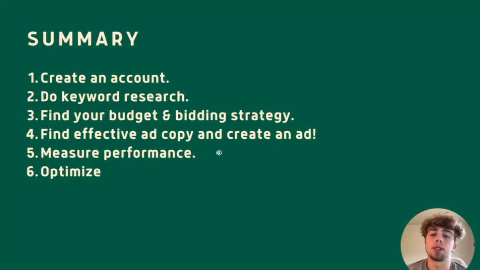So to summarize, first you create your account, then you do your keyword research, figure out what keywords you want to use for what campaigns. Then you need to find your budget and bidding strategy. Once you've done that, you can find effective ad copy and put it into your own ads. So this is what I showed you using ChatGPT and the Ads Transparency Center. Then you want to let your ads run for about 2 weeks. You want to measure their performance after that time period. Really, I would recommend a month and a half. And then based off that, you want to optimize.